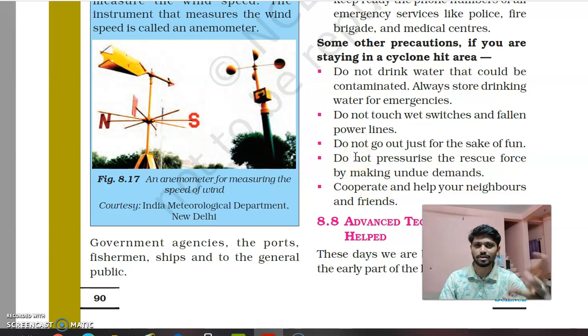And some people go outside for fun, to see what kind of storm comes. Do not show that kind of daring. Do not just go outside for fun. So if you keep in mind these precautions, you will ultimately be able to save your lives and your friends' lives.